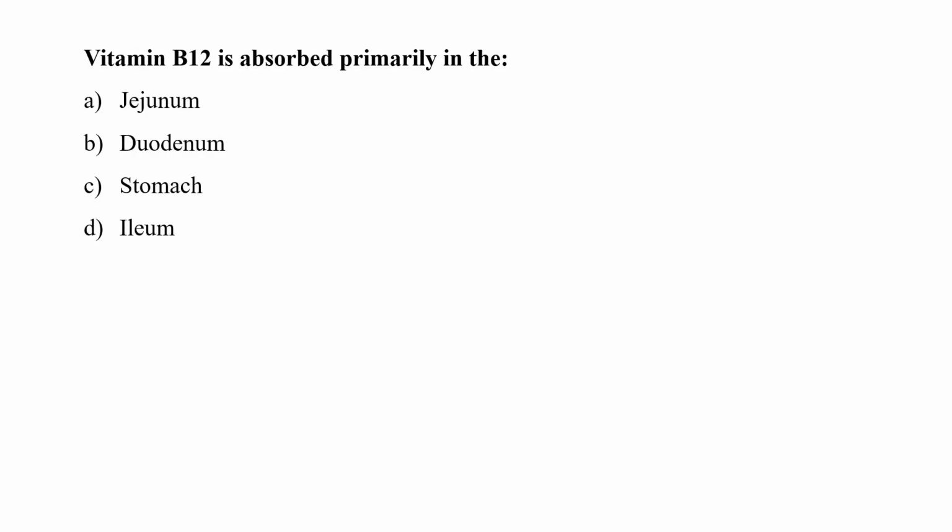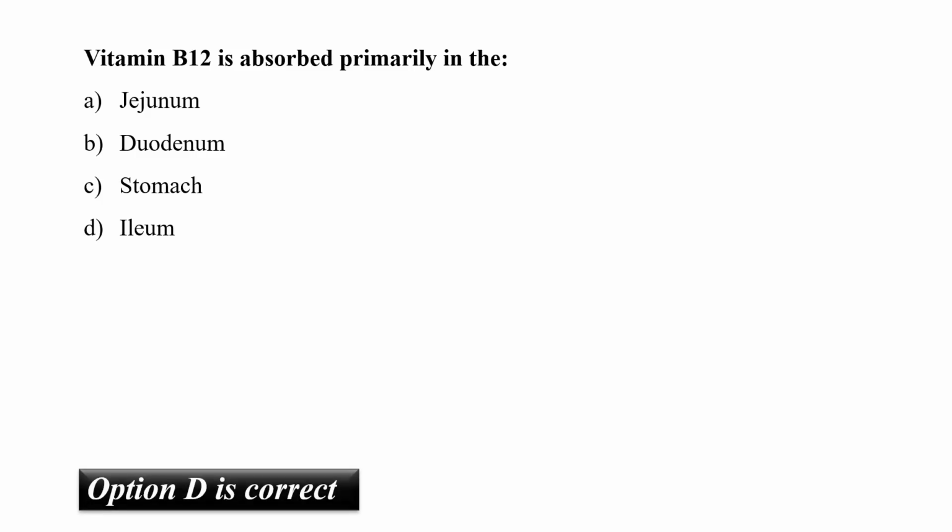Vitamin B12 is absorbed primarily in the jejunum, duodenum, stomach, or ileum? Vitamin B12, or cobalamin, is a water-soluble vitamin found in animal-based foods. It is absorbed in the last part of the small intestine, which is also called the ileum. So option D is the correct answer.